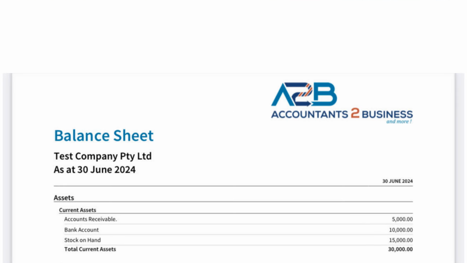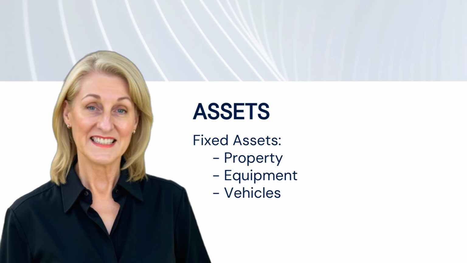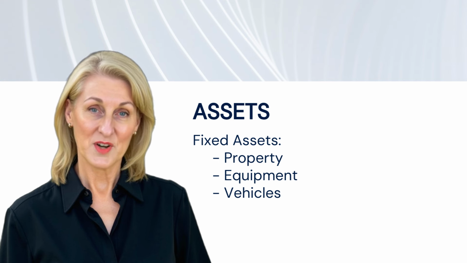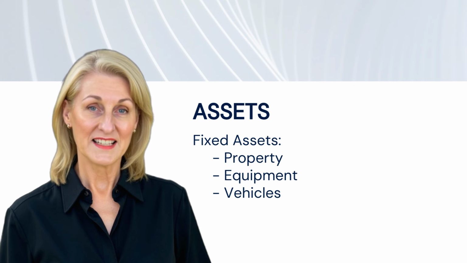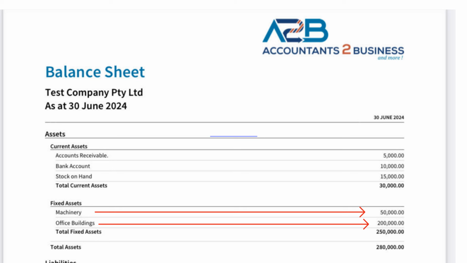For example, if you own a small retail shop, your current assets might include $10,000 in cash, $5,000 in outstanding invoices from your customers, and $15,000 in stock. Fixed assets. These are long-term assets that your business uses over time. Examples include property. This might be a warehouse or office space. Equipment. This might be machinery or computers. Vehicles, like cars or trucks used for business operations. Let's say you run a construction business. Your fixed assets might include $50,000 worth of machinery and a $200,000 office building.